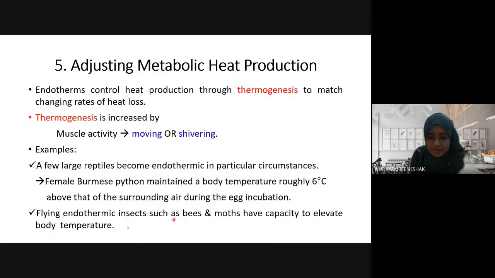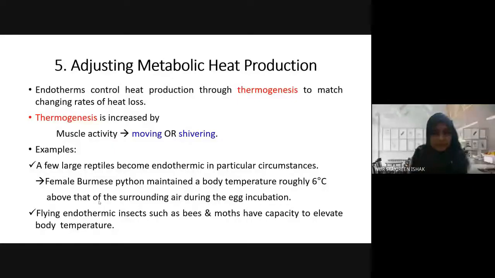Okay, so ini kalau untuk python ni, in order for the python to maintain a warm body temperature to incubate the eggs, dia akan macam, dia tak explain sangat lah. Dia akan macam contractkan muscle dia. Okay, dalam nota ni dia tak detail sikit. Sekejap saya cari nota saya yang lama.